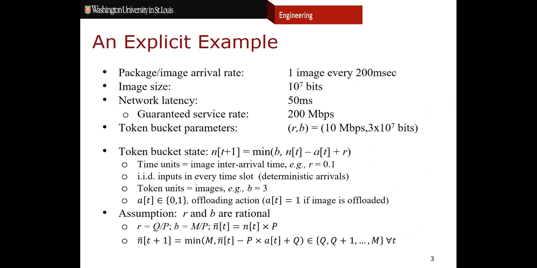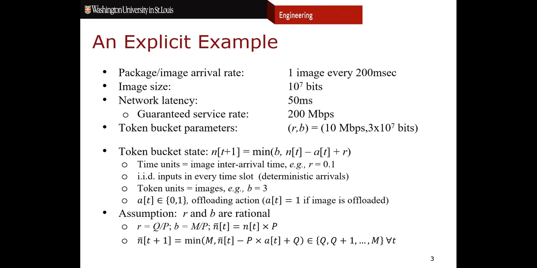The one thing that I want to highlight here is that in order to tackle this particular problem, we're going to represent the token bucket in a somewhat discretized fashion, right? So we're going to assume that both the token rate, namely, you need a token to offload one image, right? And so the rate at which you're getting tokens is therefore determining what fraction of your images you can offload to the server.